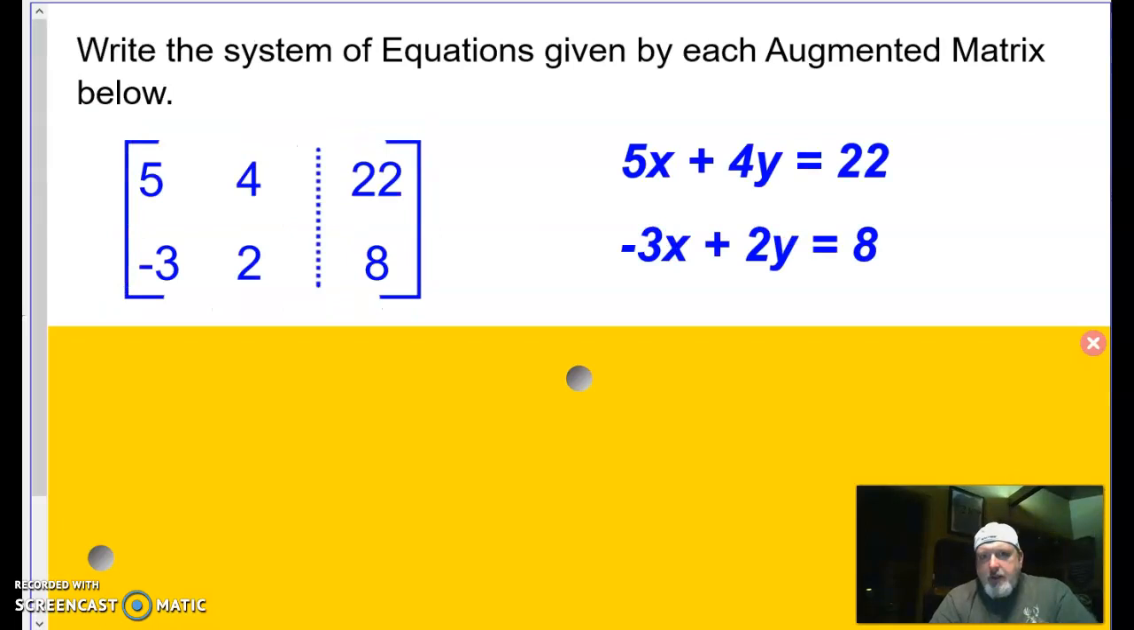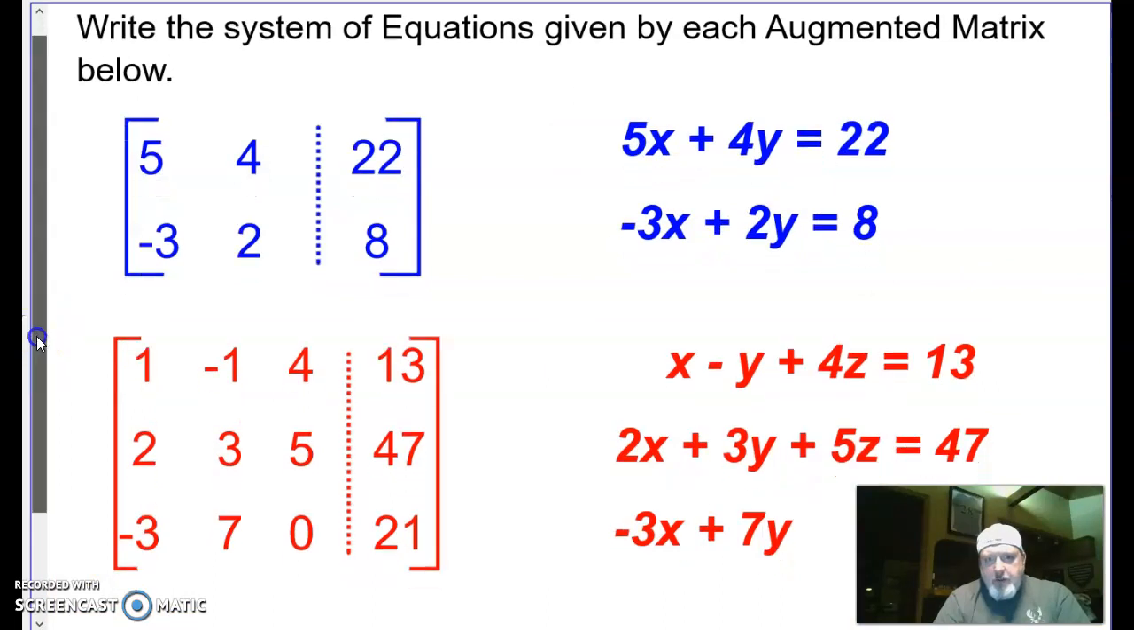All right, so write the system of equations given by each augmented matrix. So here they give us the matrix. We only have 2 variables here, so you could use A and B, C and D, use whatever you want, but I'm going to use x and y. So 5x plus 4y equals 22. -3x plus 2y equals 8. So we can go back and forth. They'll either give us equations, ask us to write the augmented matrix, or they'll give us the augmented matrix, ask for the system of equations.